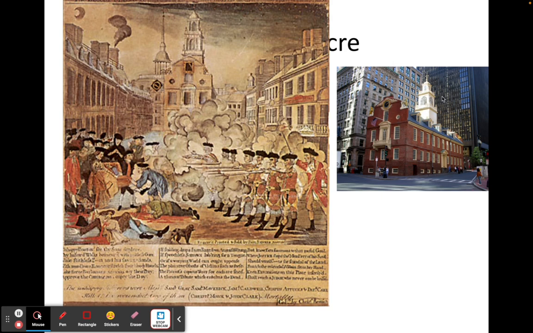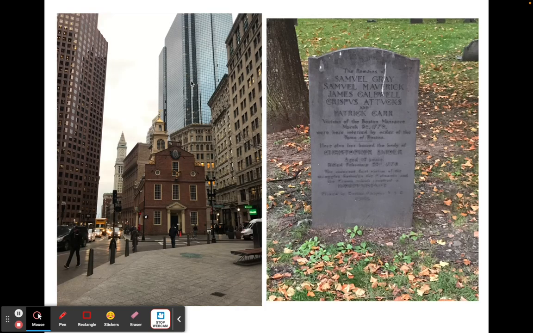The picture that you see on the right here is the old Massachusetts State House in Boston today. And you can see it here in the images in Paul Revere's picture. A couple of other photographs I actually took myself. There's another picture of the State House. You can see this is in downtown Boston today. And on the right-hand side is the grave site where the 5 people killed are buried and remembered in Boston today as well.